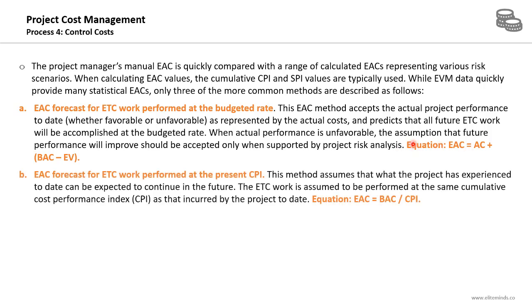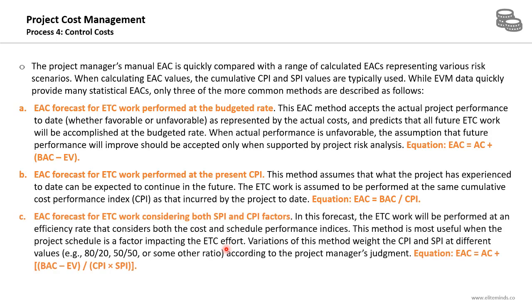The second formula is the estimate at completion forecast for estimate to complete work performed at the present cost performance index. This is the most common one. This method assumes that what the project has experienced to date can be expected to continue in the future. The estimate to complete work is assumed to be performed at the same cumulative cost performance index, and the formula will be estimate at completion equals the budget at completion divided by the cost performance index.